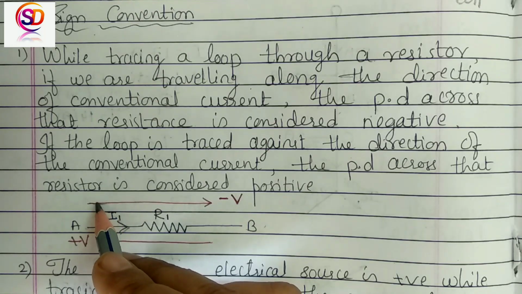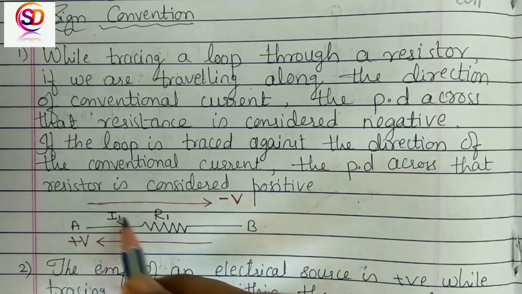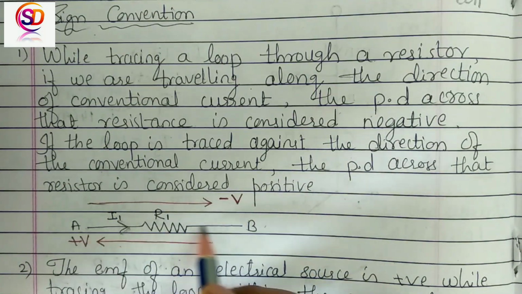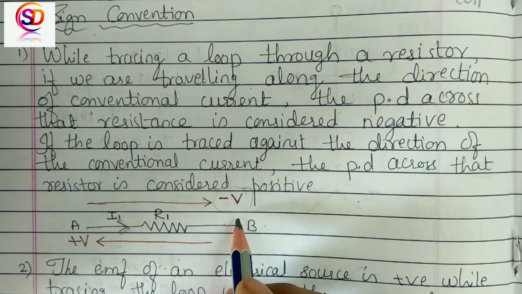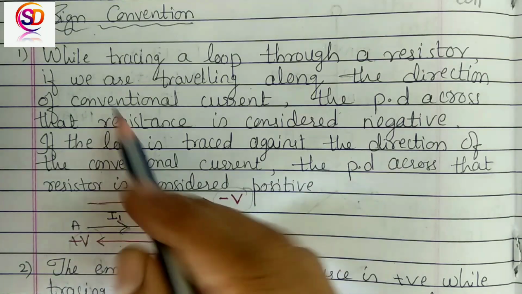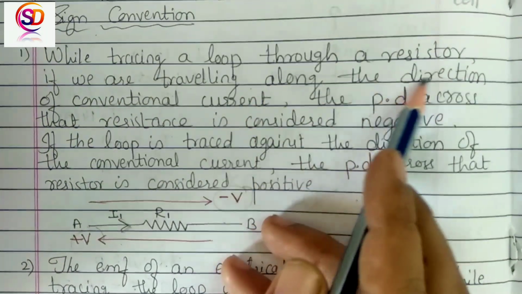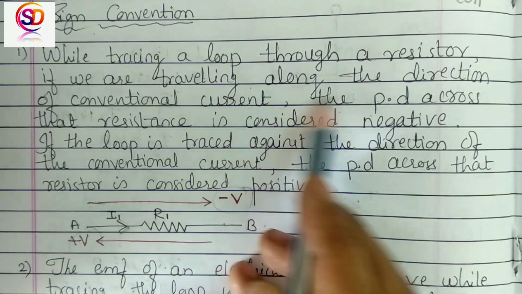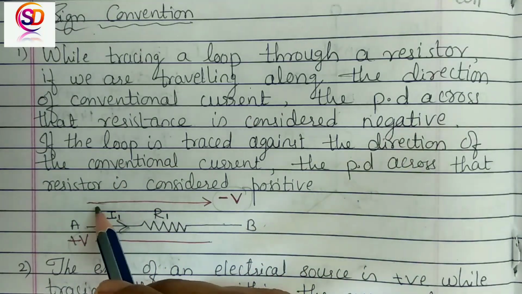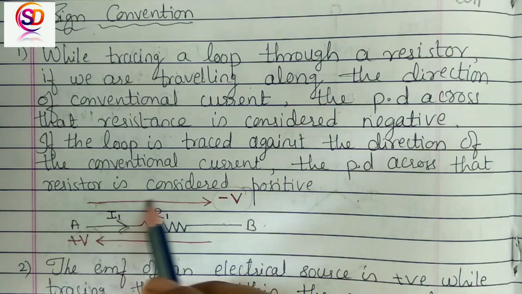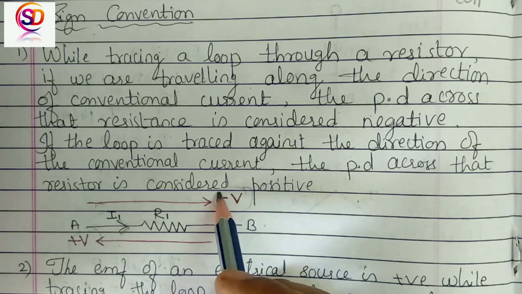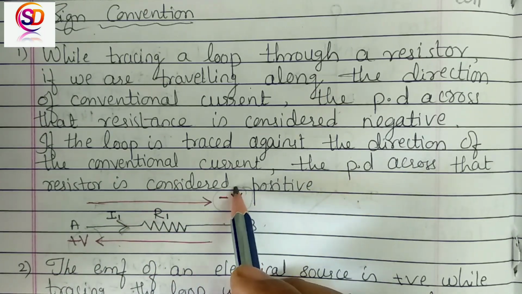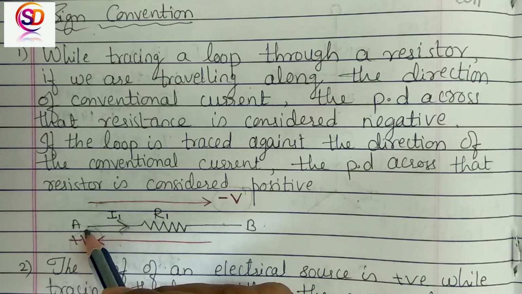So what will happen if your tracing path is also the same as the direction of the conventional current flowing? Then your potential difference should be considered as negative. Otherwise it is positive. Once again, while tracing a loop through a resistor, if we are traveling along the direction of conventional current, then the PD across that resistance is considered to be negative, otherwise it is positive.